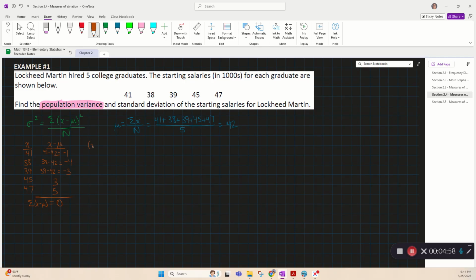So now I'll go through it, I'll square them. X minus mu squared. Negative 1 squared gives me 1. Negative 4 squared gives me 16. Negative 3 squared is 9. 3 squared is 9. 5 squared is 25. Now if I add these up, the sum of the squared deviations, I'll get some positive number. Let's see, that's going to be 25, 25 is 50. I should get 60 here.